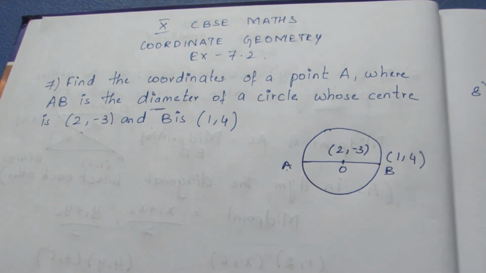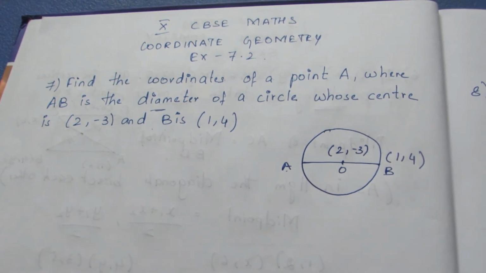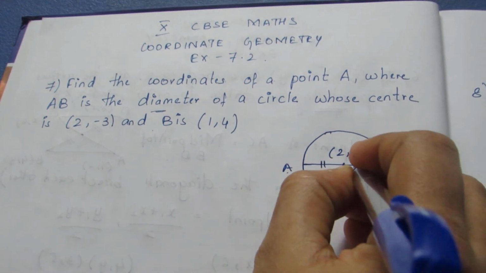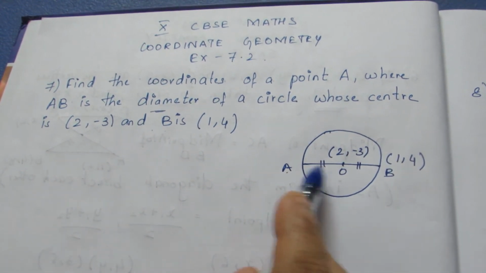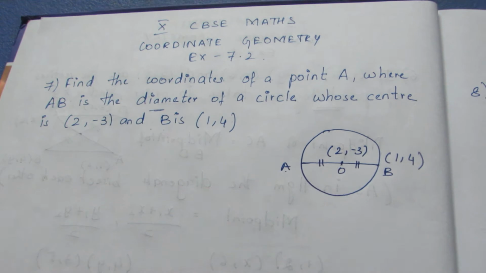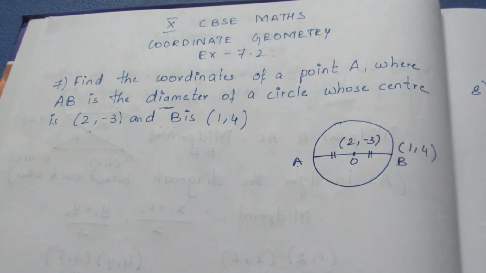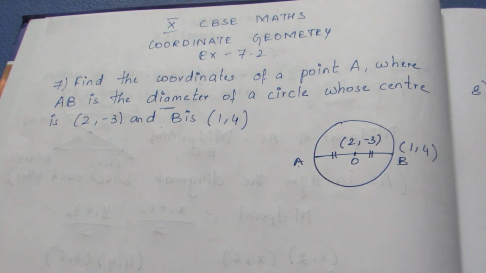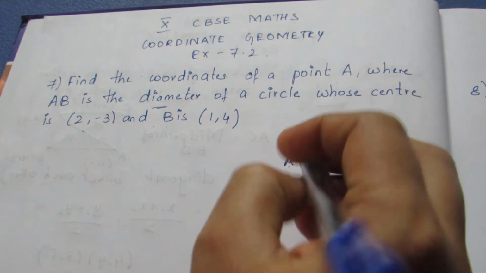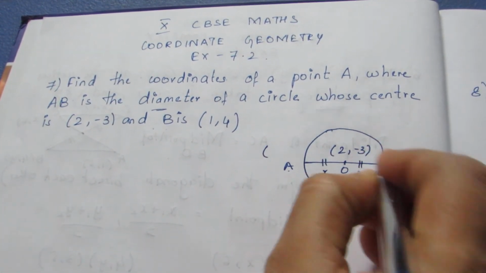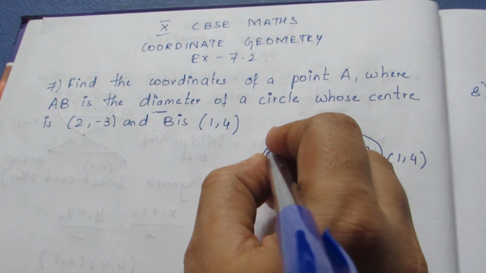As this is a diameter and it is a line segment, we know that these two are equal because it is a radius. OA and OB is a radius. If it is a line segment, we know that O is the midpoint of AB because it is equally divided. So O will be the midpoint of AB. As it is radius, it will be equal.